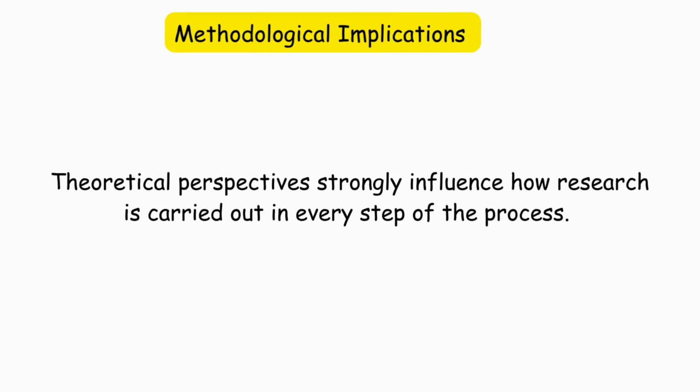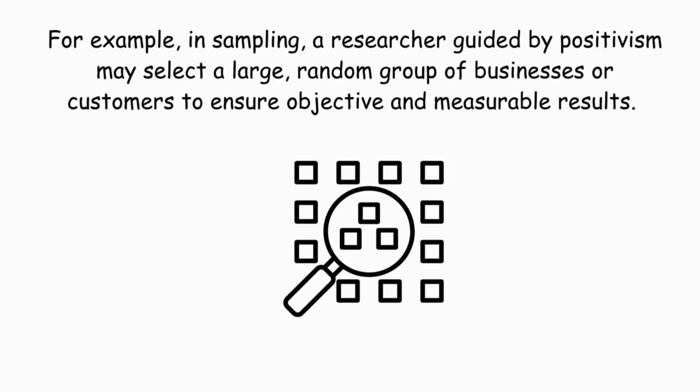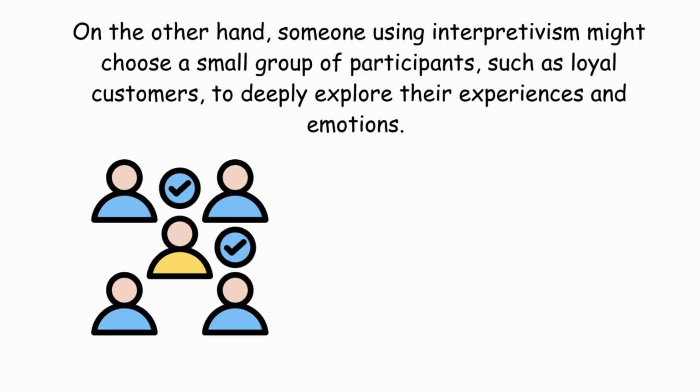Theoretical perspectives strongly influence how research is carried out in every step of the process. For example, in sampling, a researcher guided by positivism may select a large, random group of businesses or customers to ensure objective and measurable results. On the other hand, someone using interpretivism might choose a small group of participants, such as loyal customers, to deeply explore their experiences and emotions.